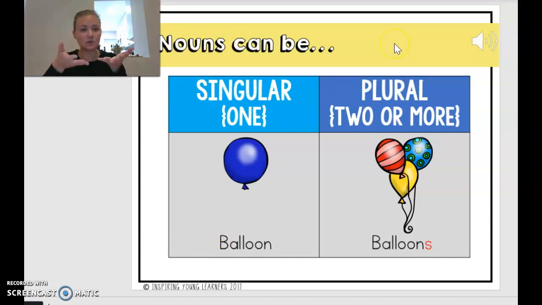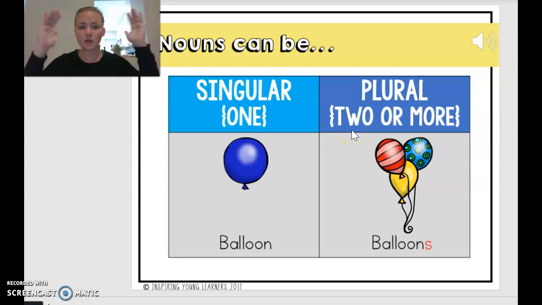So now we're going to look at some words and we're going to look specifically at nouns. When things or nouns are only one, we call them singular because there's only one. So this is balloon. There's only one in the picture, so we just say balloon. For plural nouns, that means 2 or more than 2. So I see 3 balloons here. So we would say balloons.